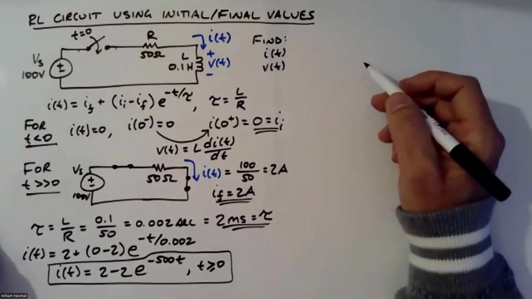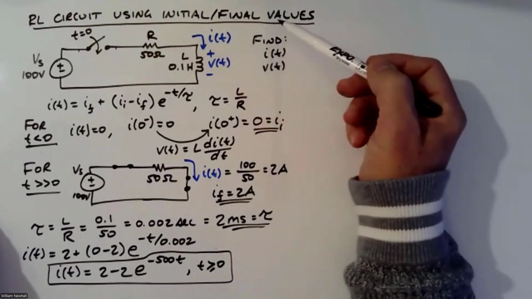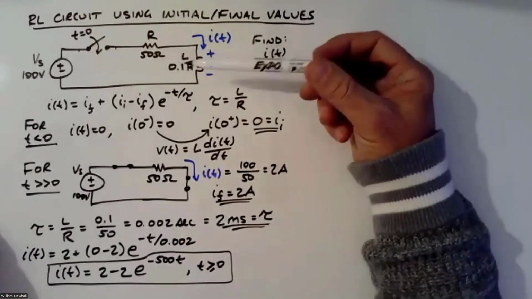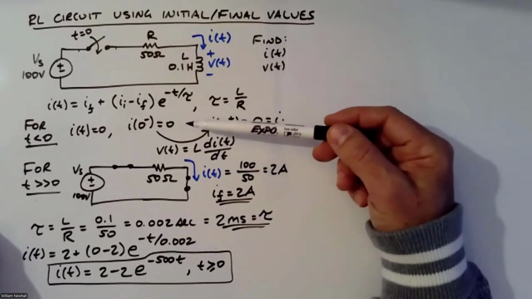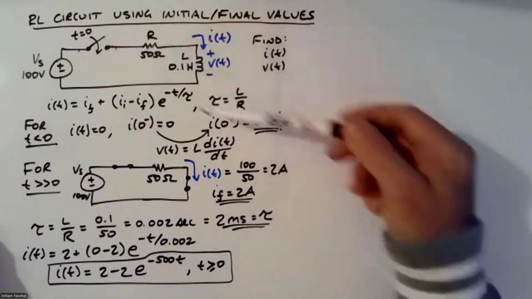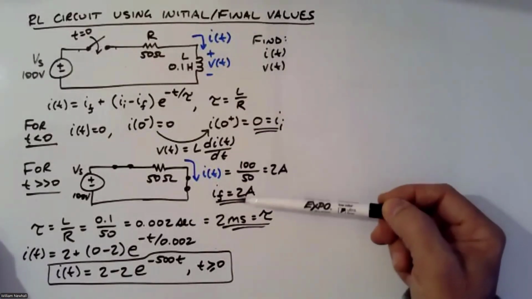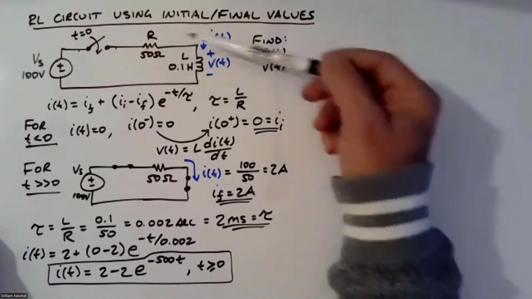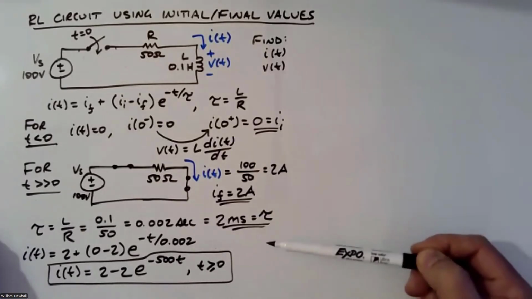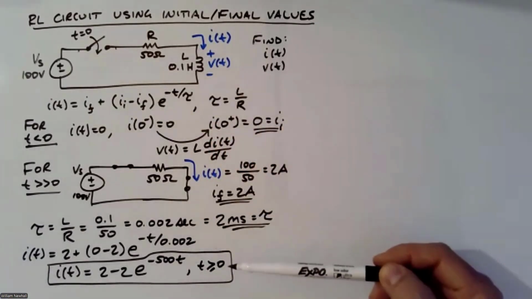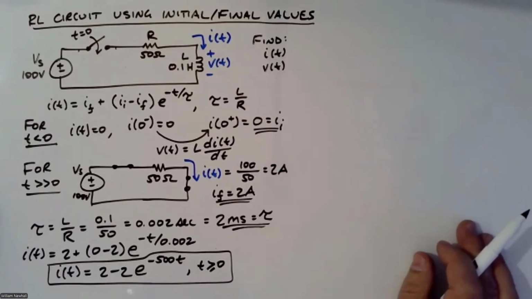Okay, so that's how you find I of t using this initial and final value approach. I used really two steady state values, because before the switch closes, I have a steady state. I have all DC values. And then after the switch closes, something happens with the current and the voltage, and then I converge to a steady state value. In between, I can use the form of the solution, the initial value, the final value, and the time constant to find I.